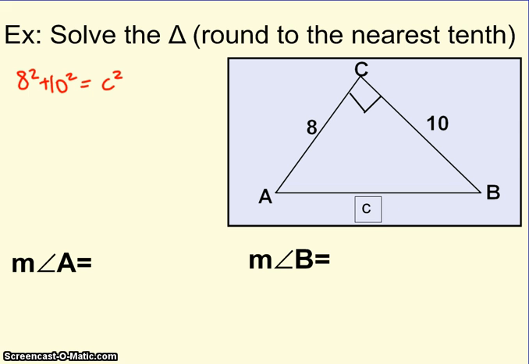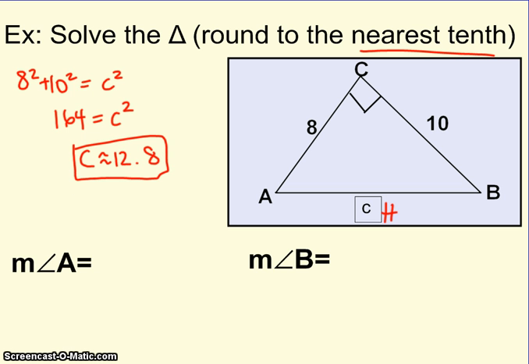Okay, so this is my hypotenuse here. So 64 plus 100 is 164. If I square root that, I get c is approximately 12.8. And the reason I'm leaving it as a decimal and not as the simplest radical form is because it says round to the nearest tenth. So the missing side here is 12.8.